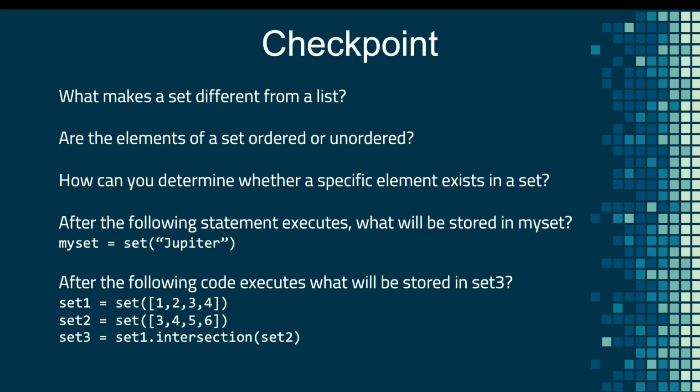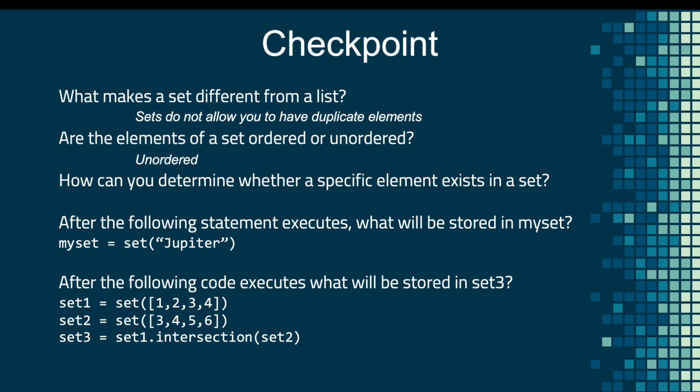All right. So if you guys understand that, I know that was a little bit of information. So let's see if you guys actually fully understand it. What makes a set different from a list? If I ask you that question, you should be able to answer: a set does not allow you to have duplicate elements. If I asked you the question, are the elements of a set ordered or unordered, you should be able to answer that they are unordered. Again, the order of these does not matter, they just care about uniqueness.